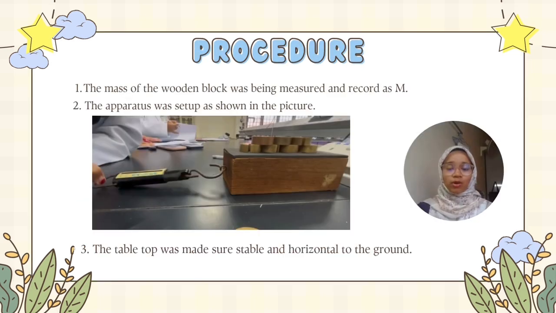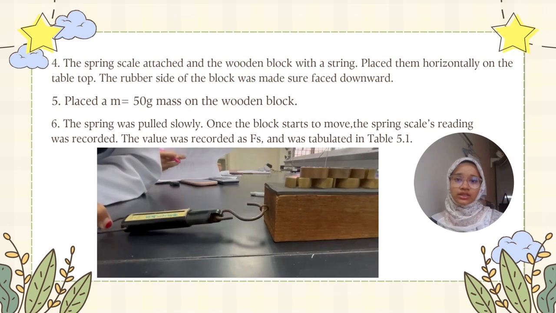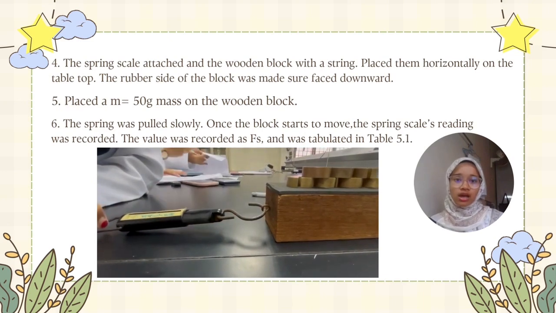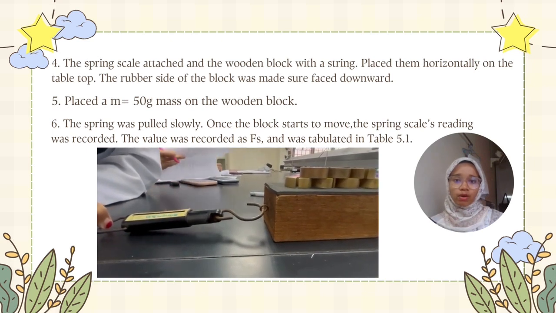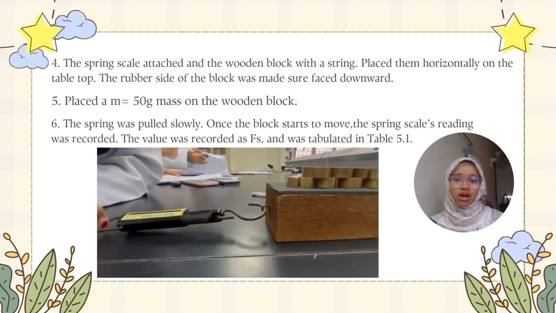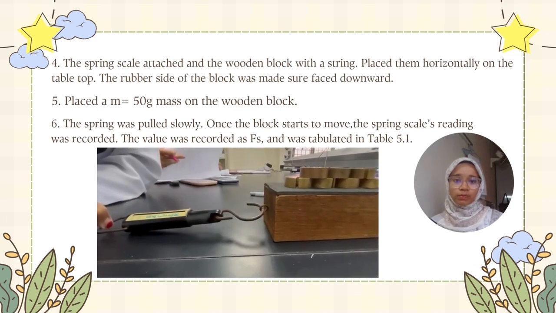The procedure: 1. The mass of the wooden block was measured and recorded as m. 2. The apparatus was set up as shown in the picture. 3. The tabletop was made sure to be stable and horizontal to the ground. 4. The spring scale was attached to the wooden block with a string and placed horizontally on the tabletop. The rubber side of the block was made sure to face downward. 5. Place a 15 gram mass on the wooden block.